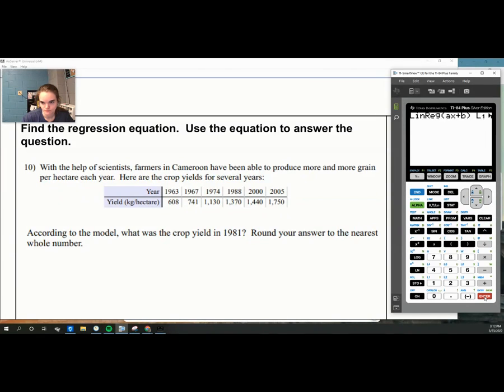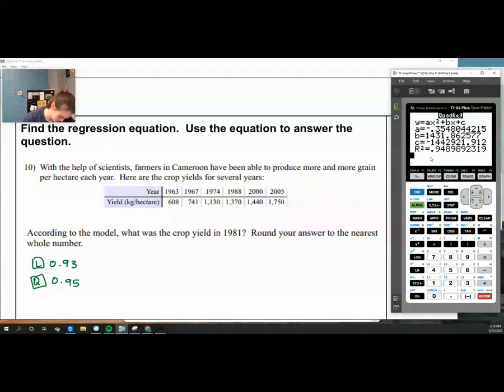Okay, R squared for linear is 0.93. That's pretty good, actually. Let's try quadratic. Stat, calc 5. 0.95. That's better. Exponential. Stat, calc 0. 0.88. So it's quadratic again.